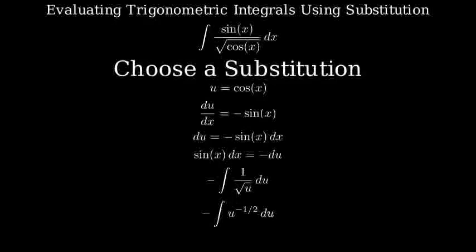But how do we integrate 1 over square root of u? We can use a simple power rule. 1 over square root of u can be rewritten as u raised to the power of -1/2. The integral then becomes the integral of u raised to the -1/2 du. Applying the power rule for integration, we add 1 to the power and divide by the new power. So that gives us u raised to the 1/2 divided by 1/2. Simplifying, this is -2 times u raised to the 1/2.